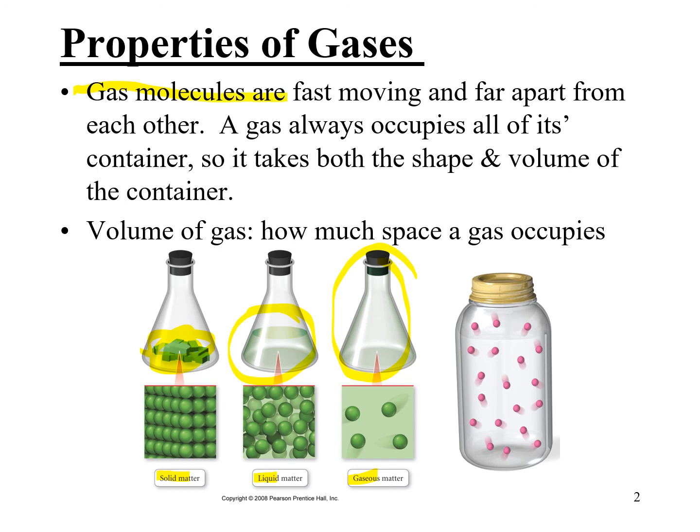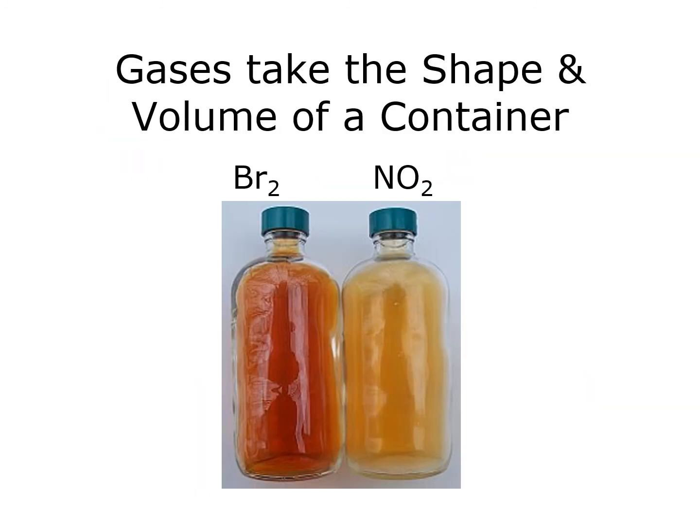Gas molecules are fast-moving and far apart from each other. A gas always occupies all of its container, so it takes both the shape and volume of the container, as illustrated below. The volume of a gas is how much space that gas occupies. Most gases are clear, so if I was to take that clear gas and put it into a container, it's hard to visualize it taking the shape and volume of that container.